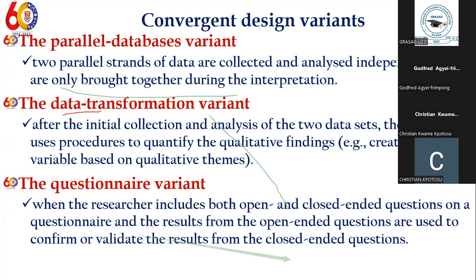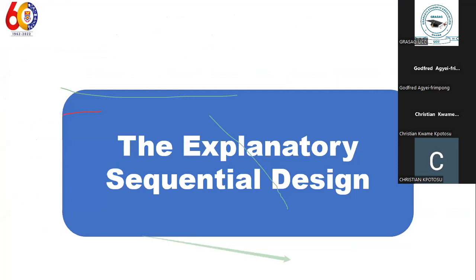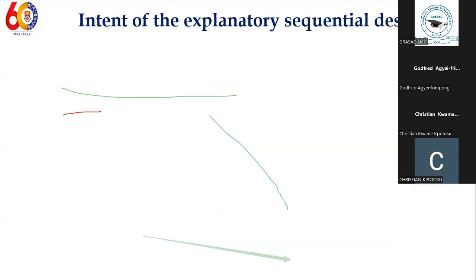There are several advantages and disadvantages to using convergent designs, but time will not permit us to go much into them. So that one we can read more. The next we want to look at is the explanatory sequential design. We said more about it, but what are some of the intentions of using this particular design?